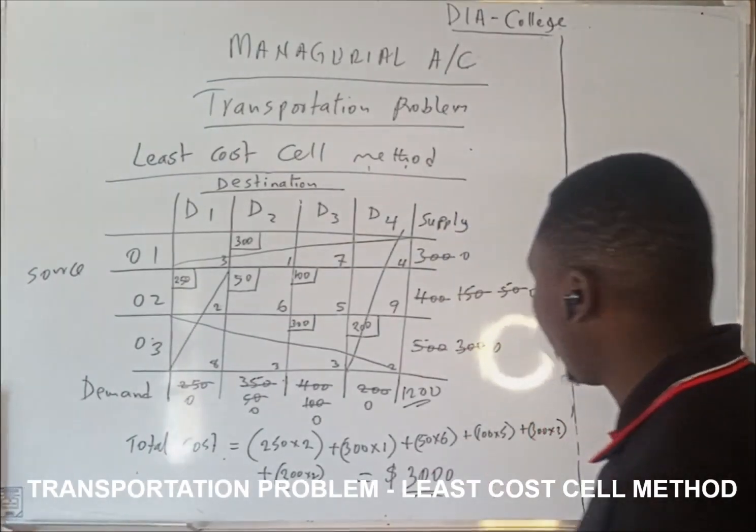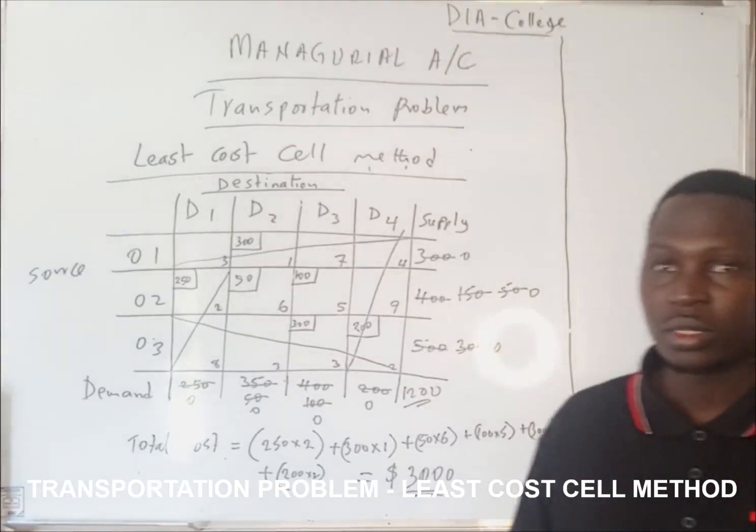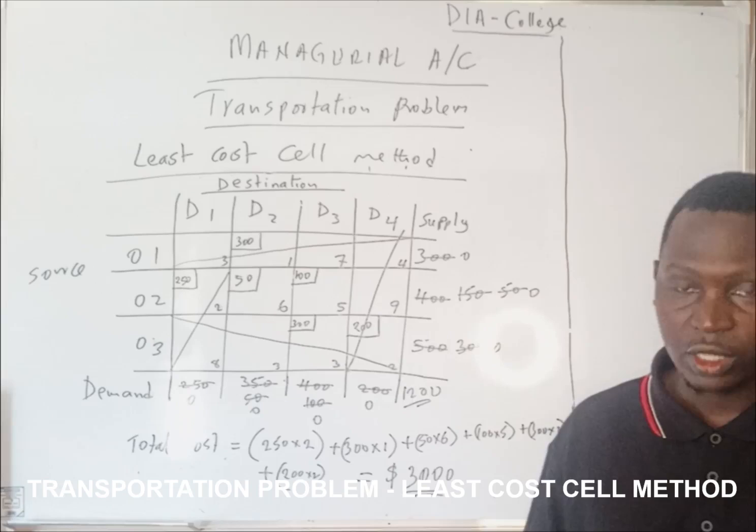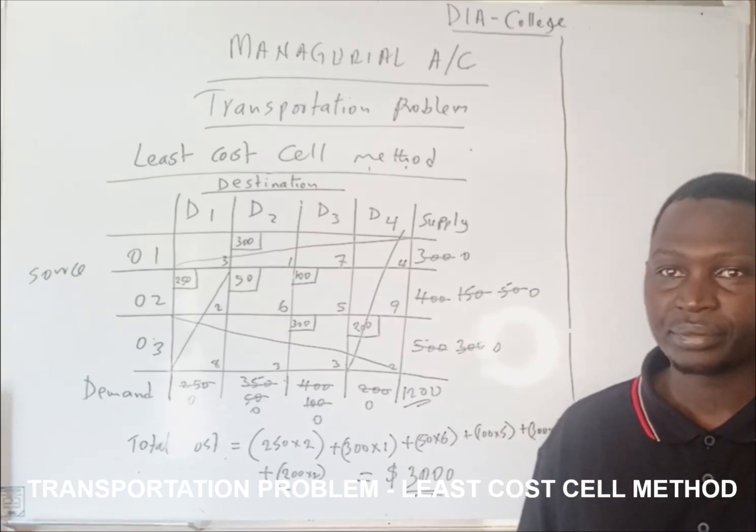So this is basically how you work out a transportation problem using the least cost cell method. We're going to check the next method in our next video.